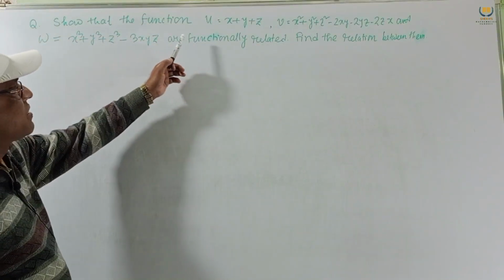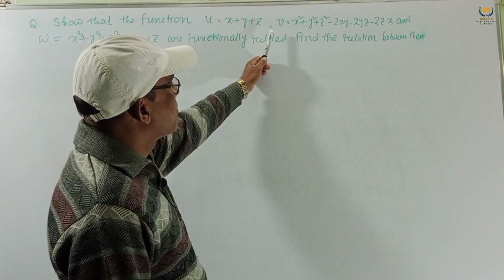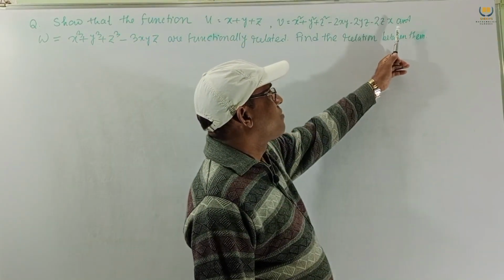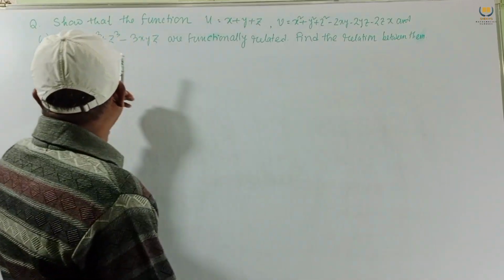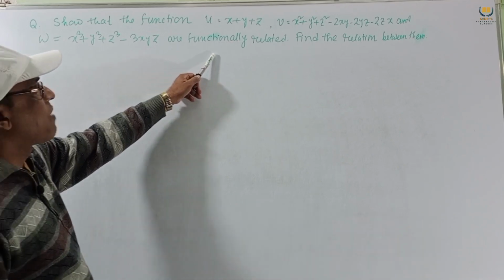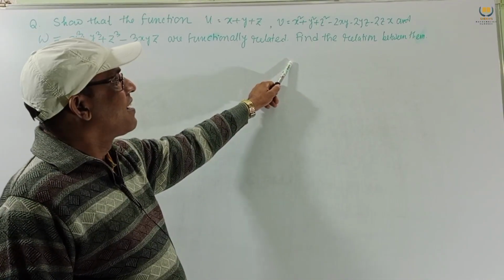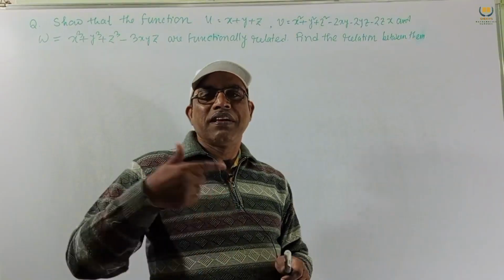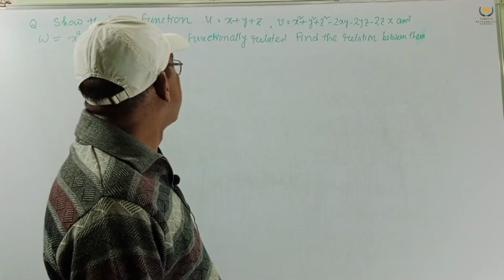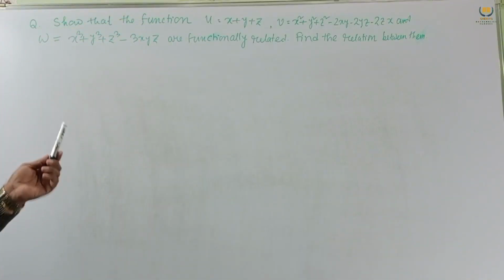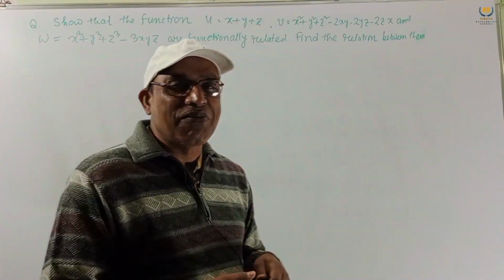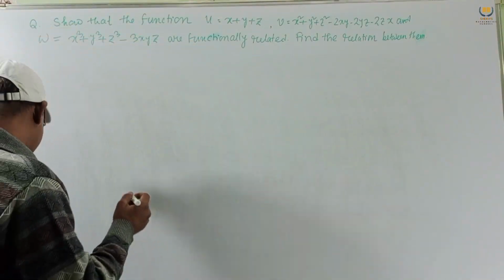Show that the functions u equal to x plus y plus z, v equal to x square plus y square plus z square minus 2xy minus 2yz minus 2zx, and w equal to x cube plus y cube plus z cube minus 3xyz are functionally related. Find the relation between them. If they are functionally related, that means the Jacobian is 0. So the solution is this.